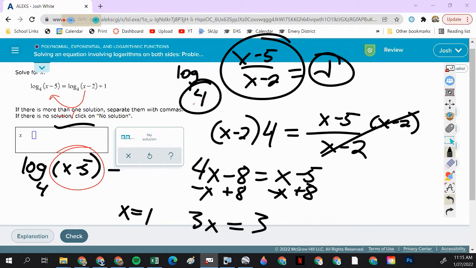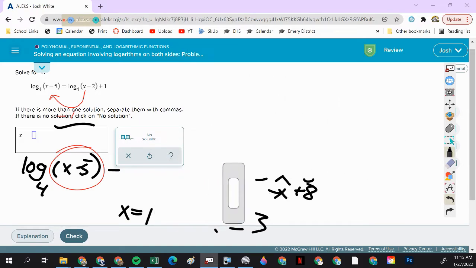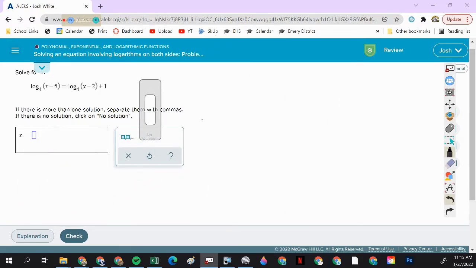That had a lot going on, right? Now, is 1 okay? No. If I plug 1 into those equations, I get both negative logarithms. So this one has no solution. All that work for nothing. Okay, let's do another one like that.